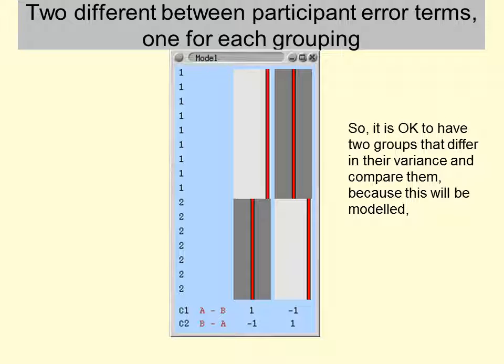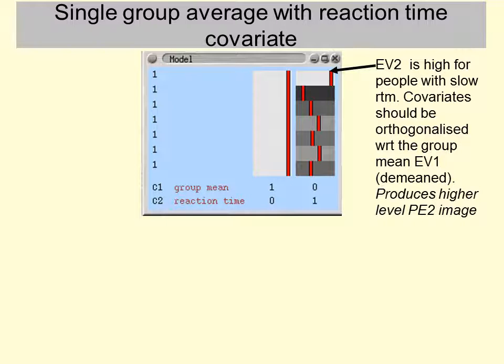FSL uses two different between participant error terms, one for each grouping, the grouping being this on the left. Therefore it's okay to have different sized participant groups. In this case we've got fewer people in 2 than in 1, and it's okay if the two groups have different variances. Don't need to worry about that.